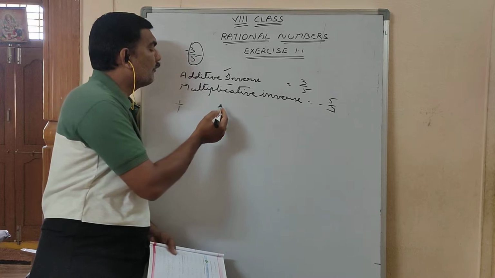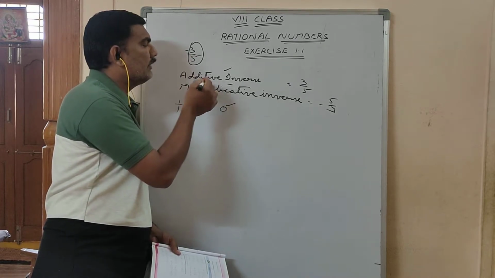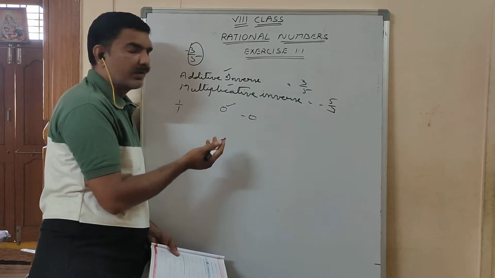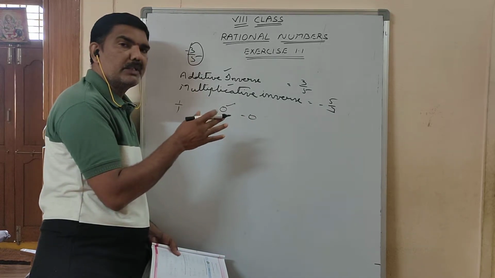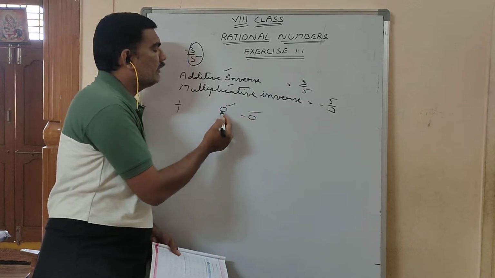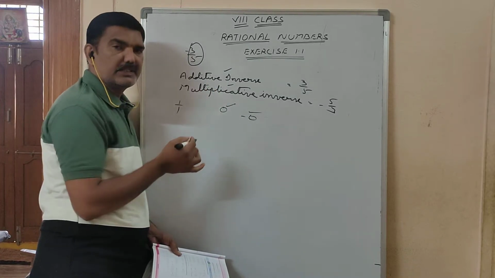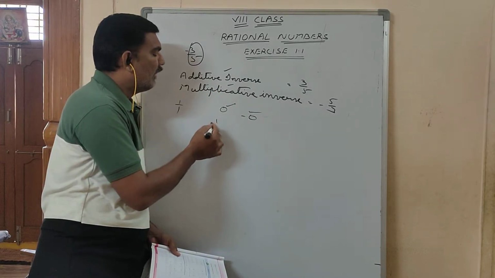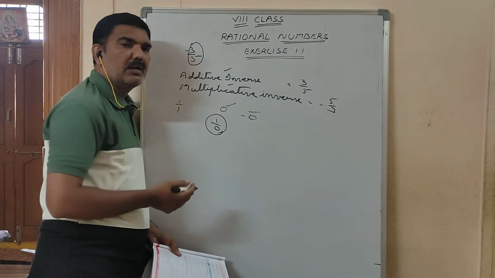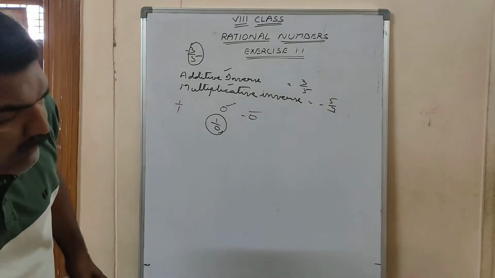Then 0. The additive inverse of 0, you should not take minus 0. Minus 0 plus 0 won't be there. 0 is neither positive nor negative. The additive inverse of 0 is 0 only. The multiplicative inverse does not exist, because 1 by 0 value, till now no one has found. It's called undefined. Okay. So next we will go for the third problem.